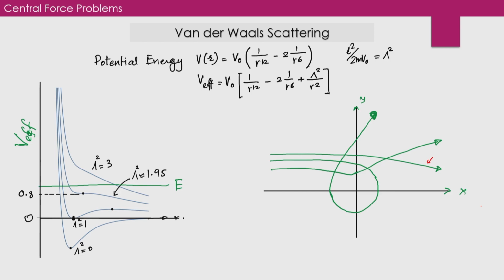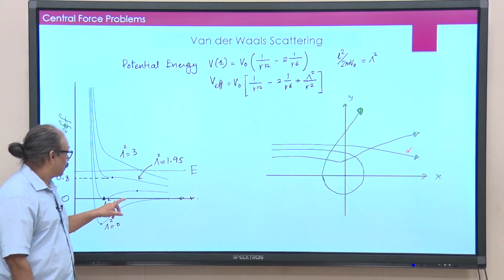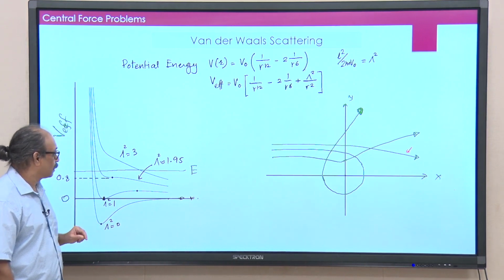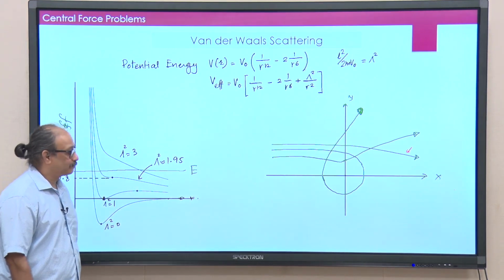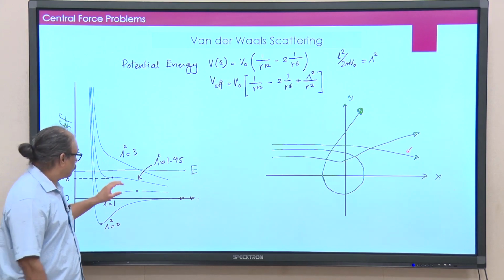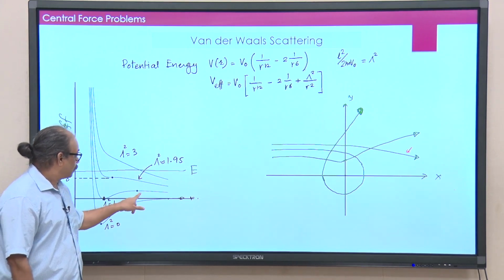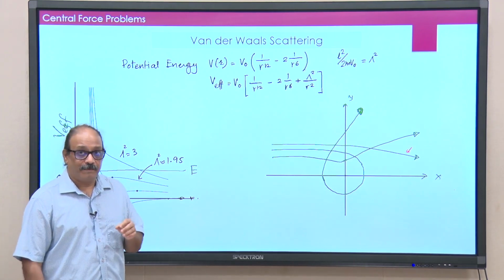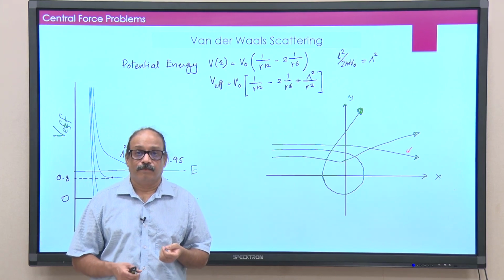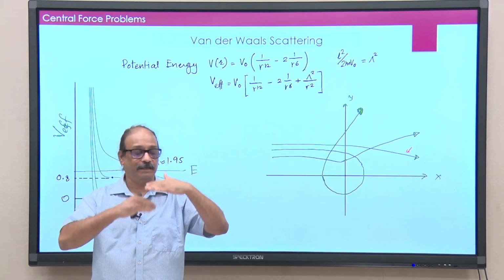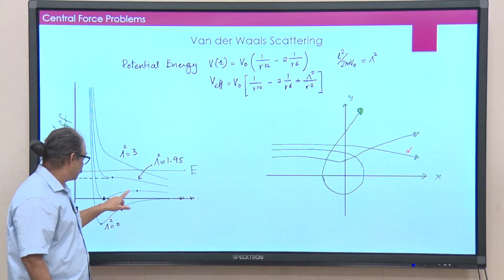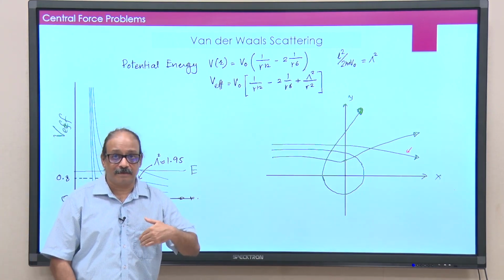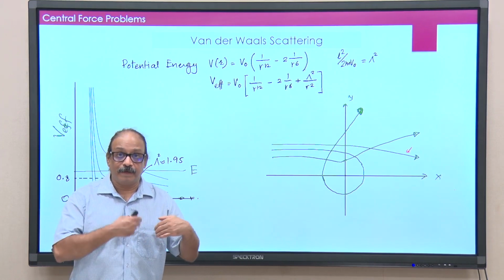Now, look at the second case. For this impact parameter, what would have happened? The particle comes in and then it crosses this. Remember the previous example. What happens if energy is higher than the maximum there? The particle actually goes and crashes into the scatterer. That is what happened in the previous example.